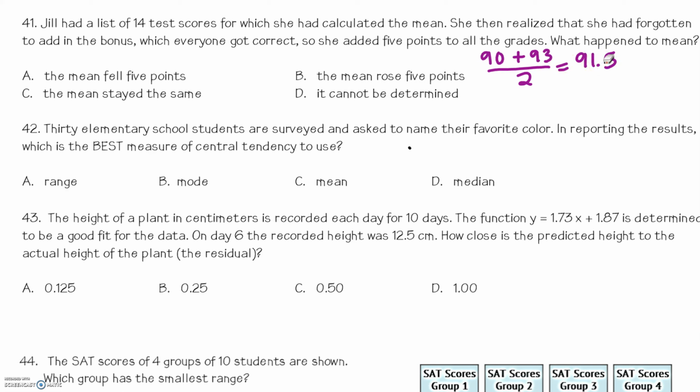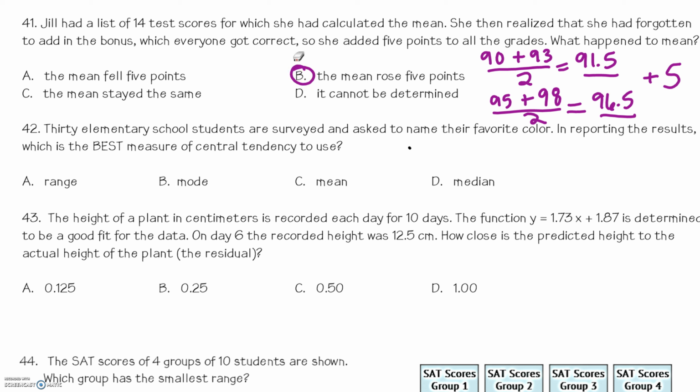What she's saying is she forgot to add in 5 points for the bonus. So that 90 would have been a 95. That 93 would have been a 98 because we added 5 to each of those. And we do the same thing. Okay, so 95 plus 98. And you could use any numbers, I just picked those two. 95 plus 98 is 193. Divide it by 2, and you get 96.5. So when I added 5 to those test grades, what happened to the mean? What did it also do? It also added 5 to the overall average, right?